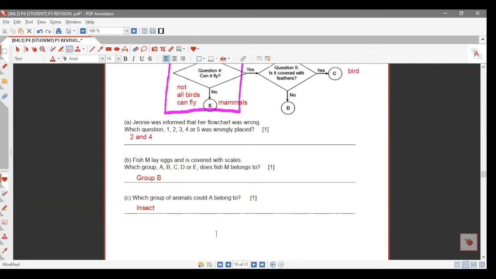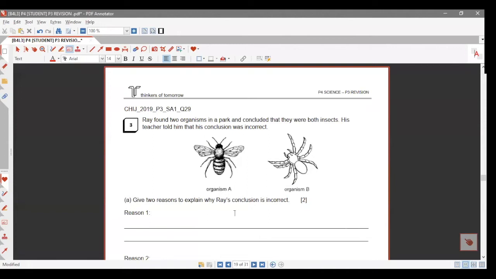All right, now let's move on to question 3. Question 3 says that Ray found 2 organisms in a park and concluded that they were both insects. His teacher told him that his conclusion was incorrect. Whenever they give you this kind of question, you need to see between organism A and organism B.